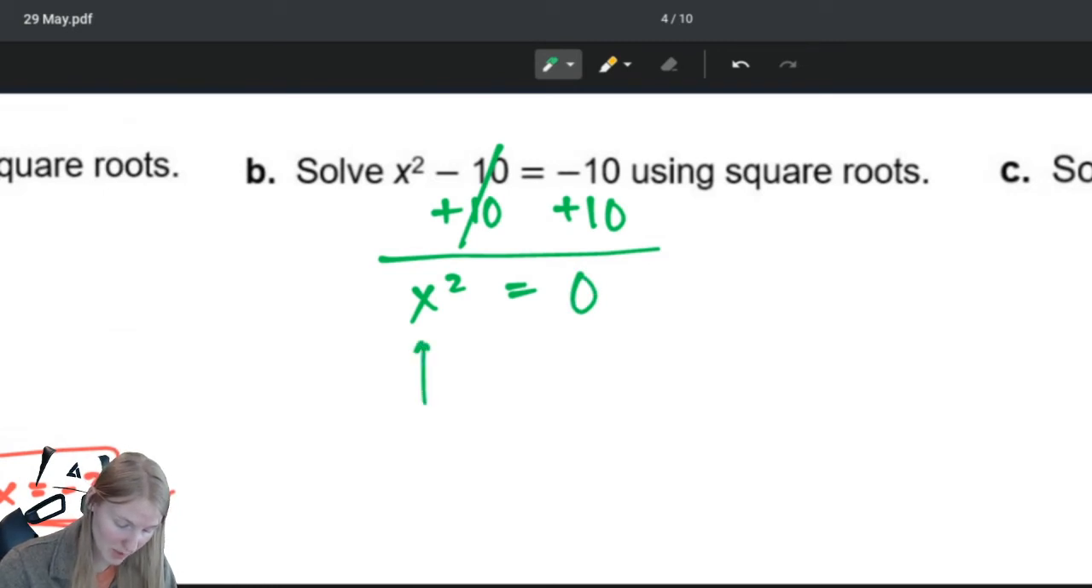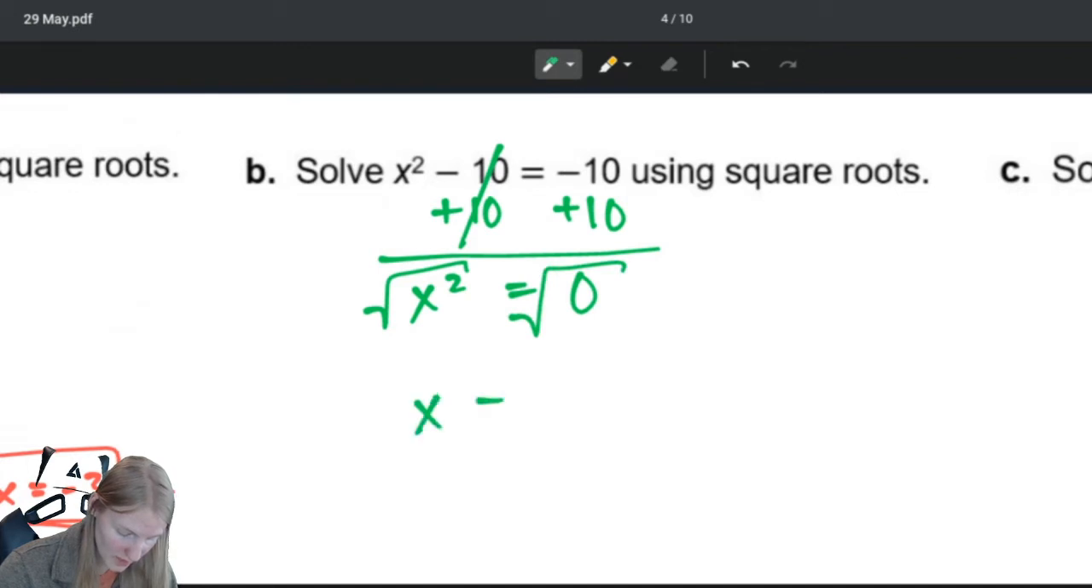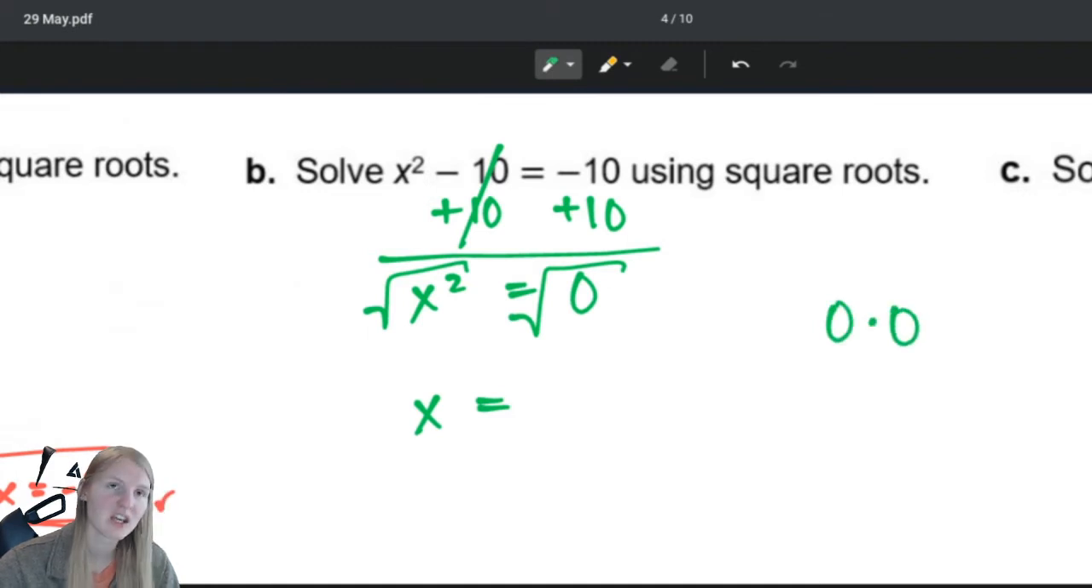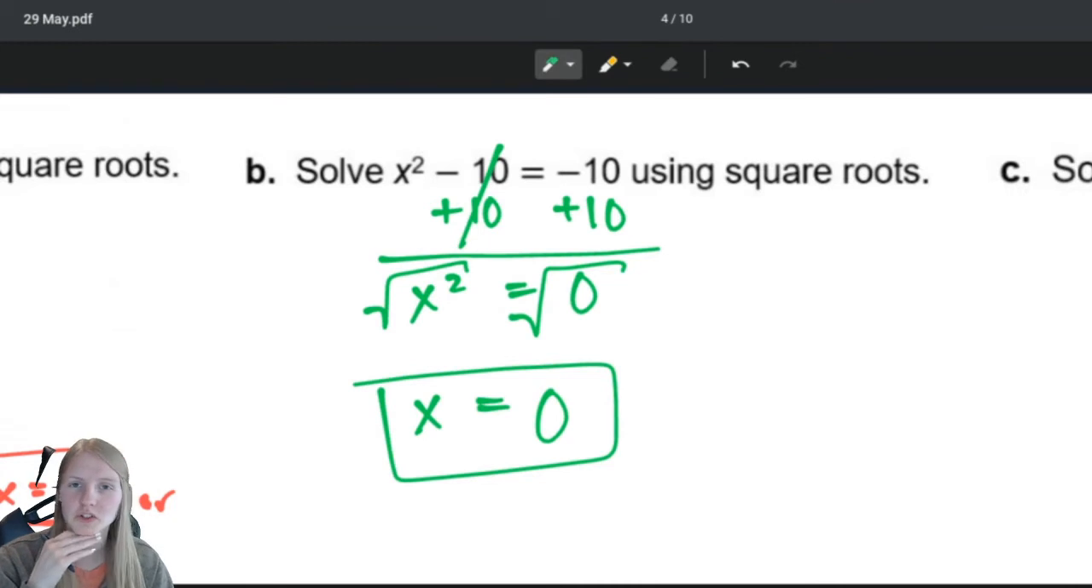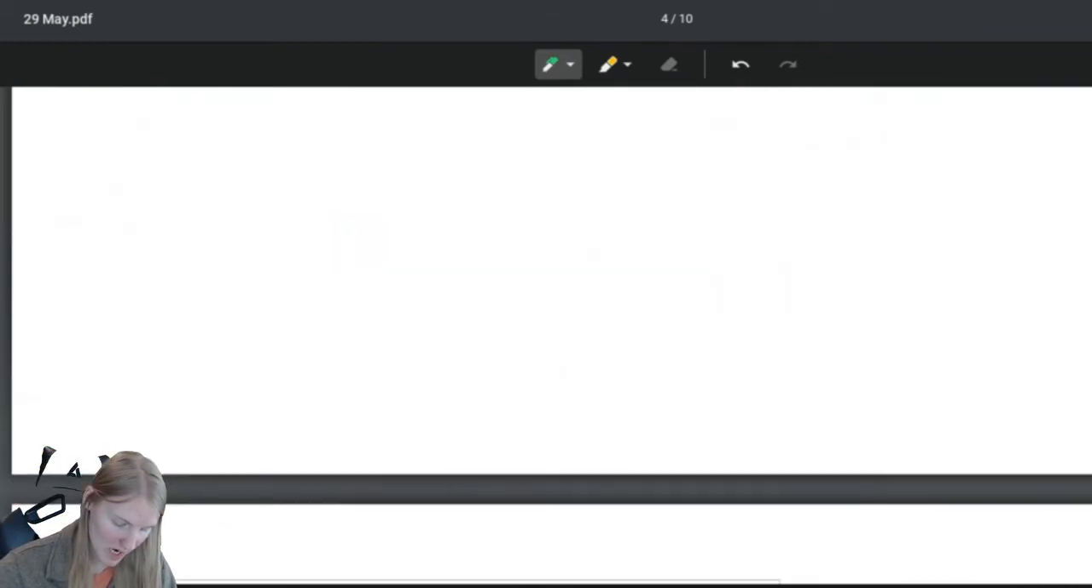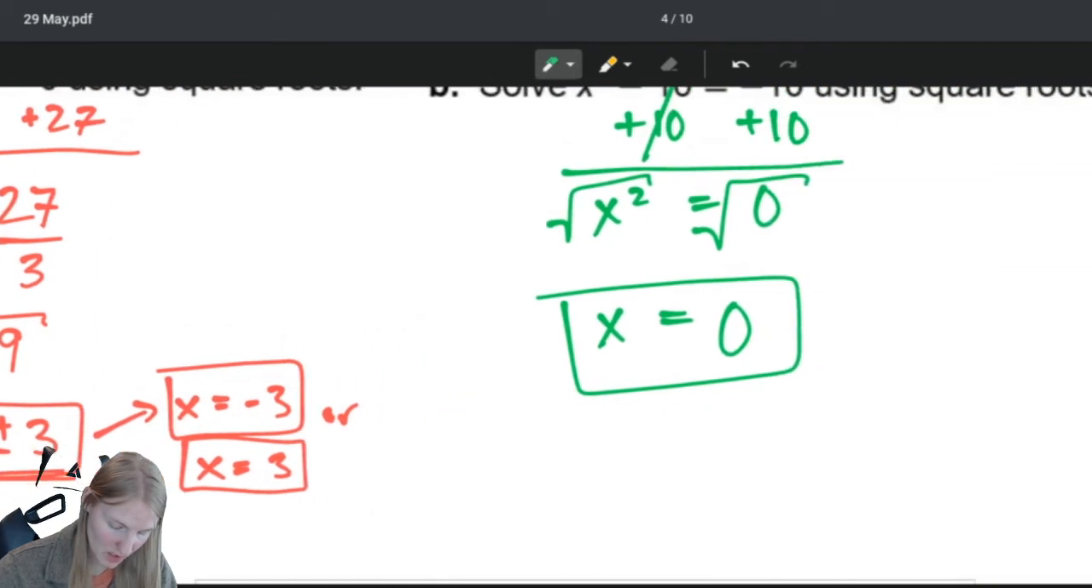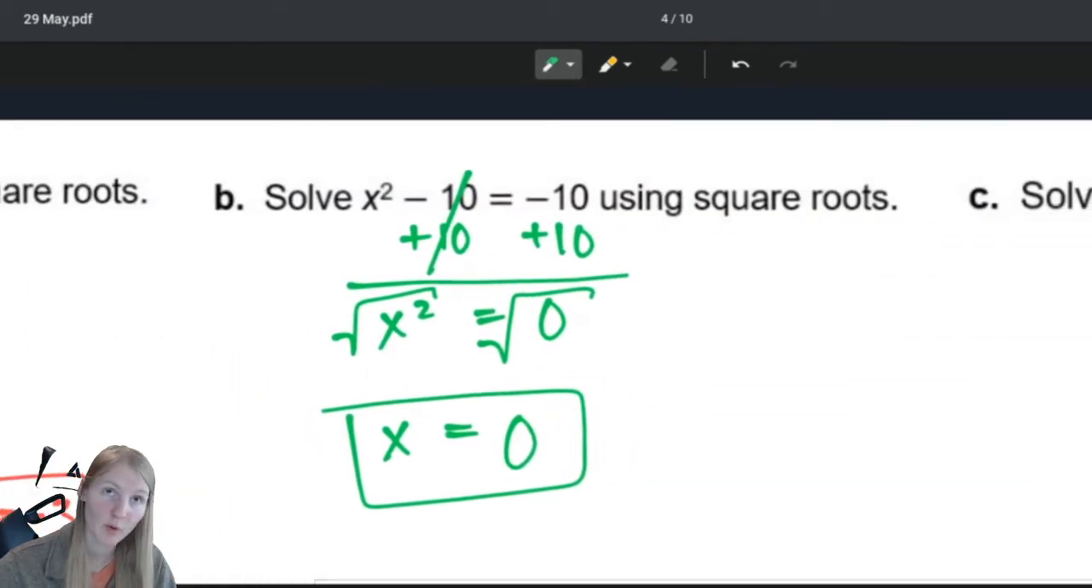And now remember, to get the x by itself, the opposite of squaring something is to take the square root of it. So we're going to take the square root of both sides. The square root of 0: the only thing that multiplied by itself gives you 0 is 0. 0 is not positive or negative, so we do not have to worry about the plus or minus in this case. We just have x equals 0. One solution. Here we had 2 solutions. Here we have 1 solution. And that's okay. Remember, we can have 2, 1, or no solutions.